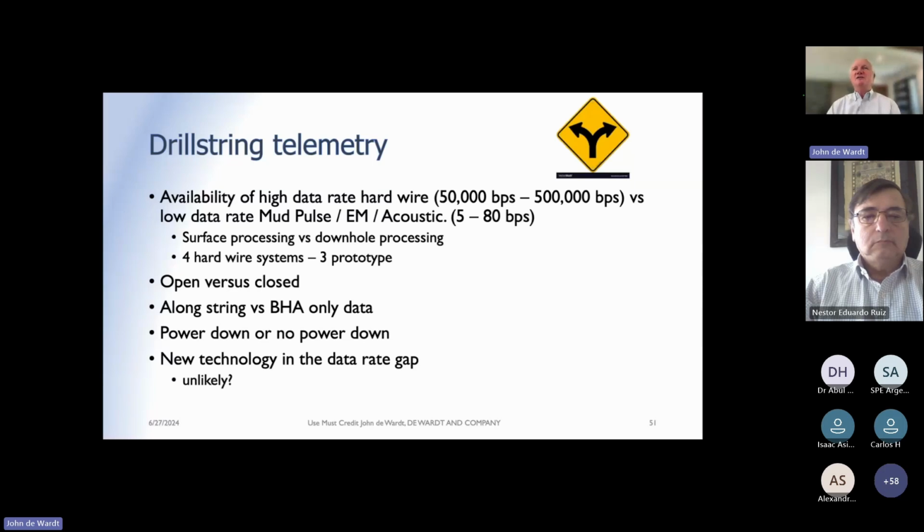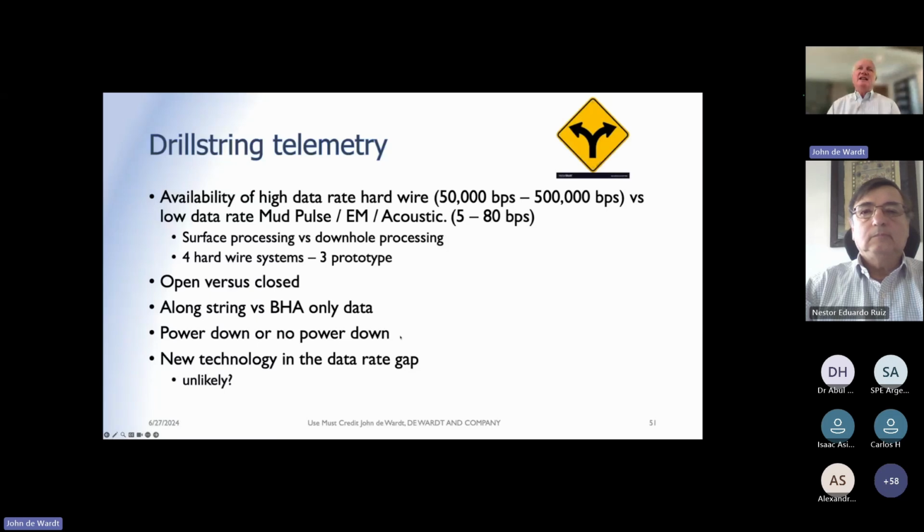A long string versus BHA only. So once you get a hard wire, you end up with repeaters. And acoustic, you end up with repeaters. The repeaters can collect and add data from along the string. You don't get that from mud pulse. So how is that going to influence things? And then power down or no power down. When you get to these conductive connections, 500,000 bits per second, you get power down capabilities, which means you don't need to have turbines, you don't need to have batteries downhole.